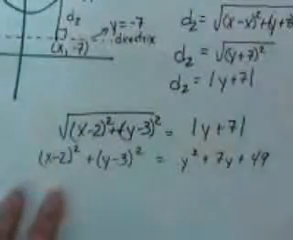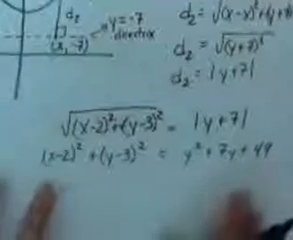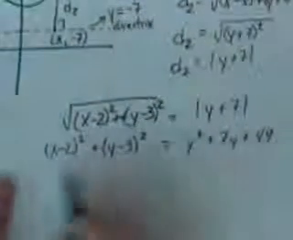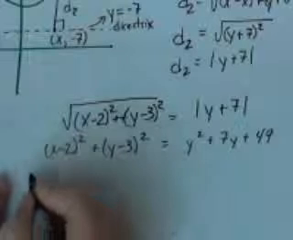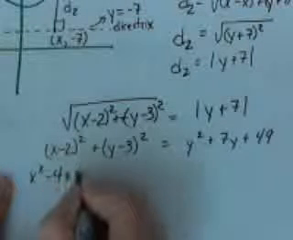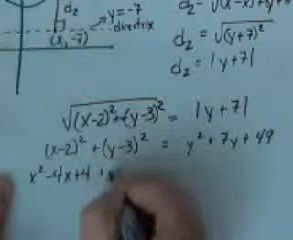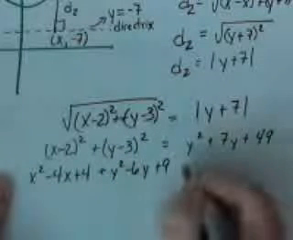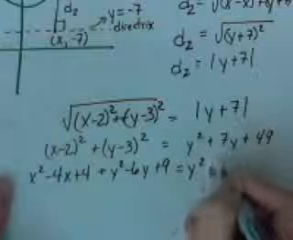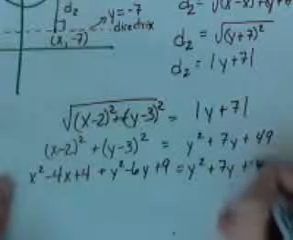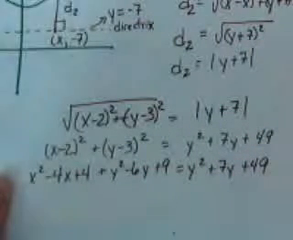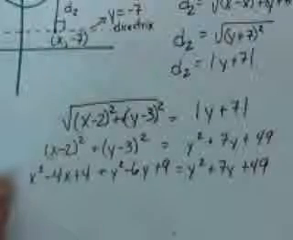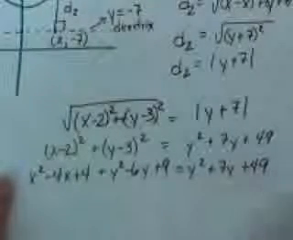Okay? So here we go. It looks like we've got some algebra to do. Let's do a little bit more simplification. Let's boil this out so that we get x squared minus 4x plus 4 plus y squared minus 6y plus 9 equals y squared plus 7y plus 49. All I did was boil. Okay? Now let's subtract everything off.